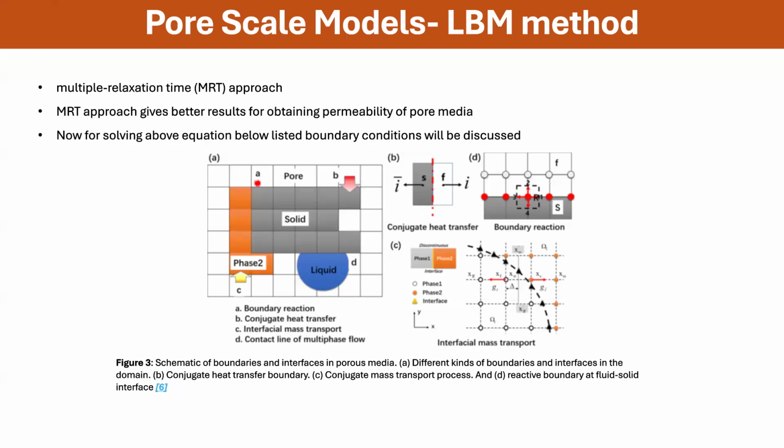The gray area represents the solid part. The white and blue areas represent different fluids such as gas or liquid. The orange area represents a transition area through which the gas or fluid transits from fluid to solid part. Now, point A represents a no slip condition. Part B represents a heat transfer boundary condition. So we'll start with the no slip condition first. Okay, next.